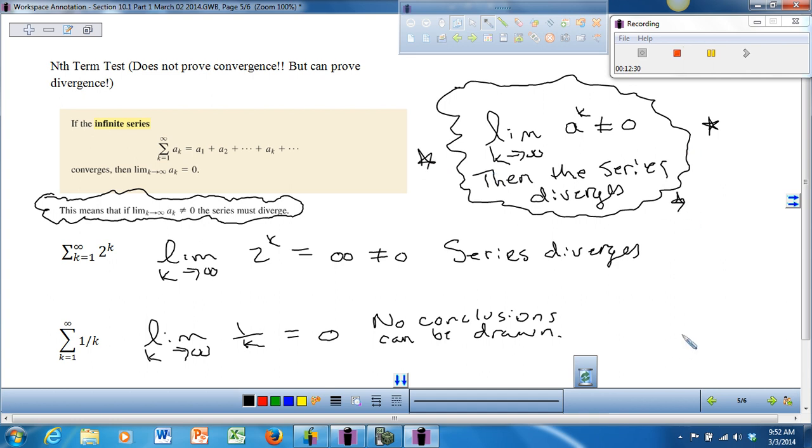I would love to have this year be my first year ever where no one tells me that a series converges by the nth term test. That would be very exciting for me. We cannot use it to determine convergence.